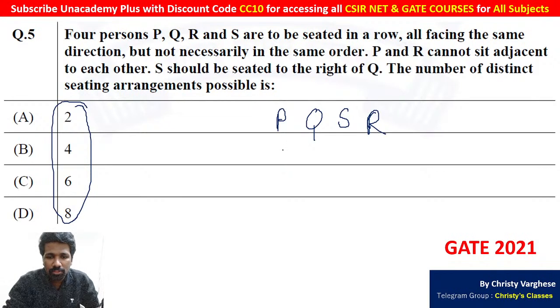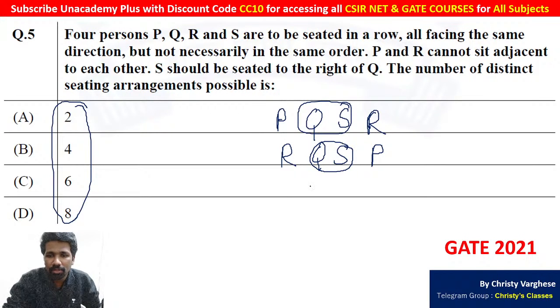Now what else is possible? R and P can interchange their position. RP can be like this also and QS like this. That is also valid. There also P and R are not sitting adjacent to each other, and S is right of Q. S is right of Q means S and Q can be a single thing. That way you can interpret it. So there are other possibilities for that. What are the other possibilities for that?